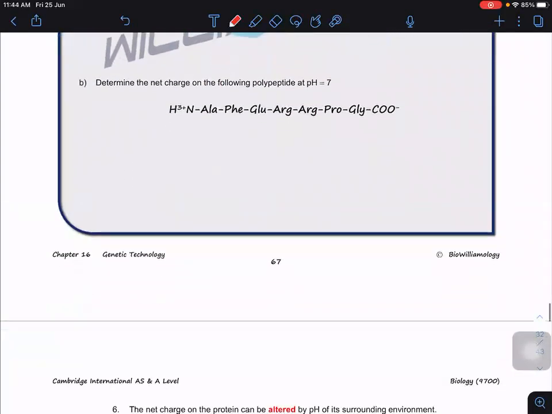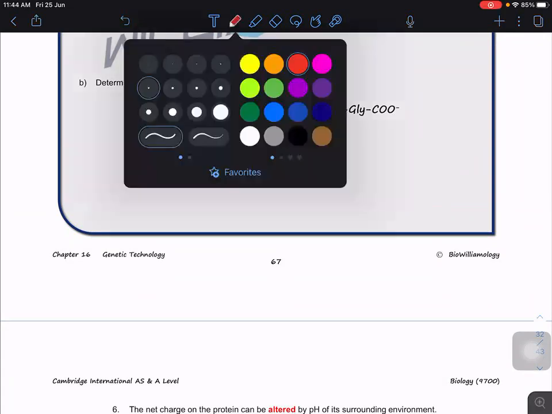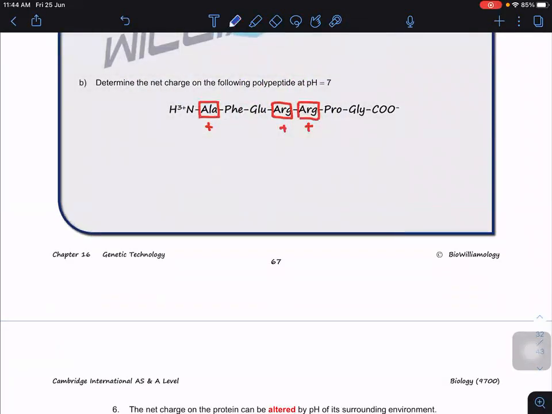So how about this? Alanines, positively charged. Arginines, positively charged. And then you can see the negatively charged R groups, glutamic acid only here. Negatively charged R group, glutamic acids only. So overall, you can see that this will be positively charged.